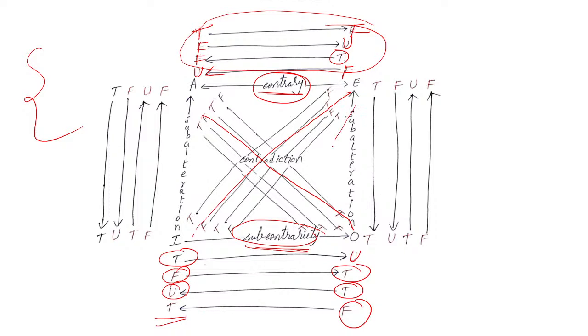Here in subaltern, just now we have discussed, right? Truth follows downwards. If universal is true, then particular must be true. If universal is false, particular is doubtful. If particular is true, universal is doubtful. If particular is false, universal will be definitely false.